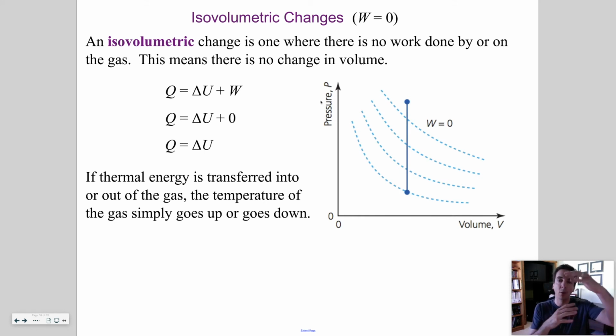If you expand, work is done by the gas on the surroundings. If you contract, work is done on the gas by the surroundings. But if you've got a constant volume, isovolumetric, there is no expansion or contraction. So the work done on the gas by the surroundings is 0. That means thermal energy is transferred into or out of the gas, and the temperature of the gas simply goes up or down. The volume does not change. And remember, that's essentially Charles' law, the relationship between pressure and temperature.